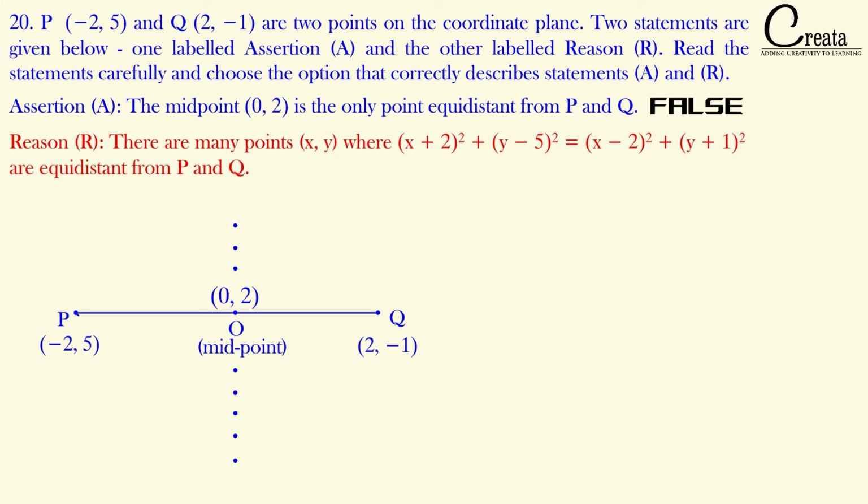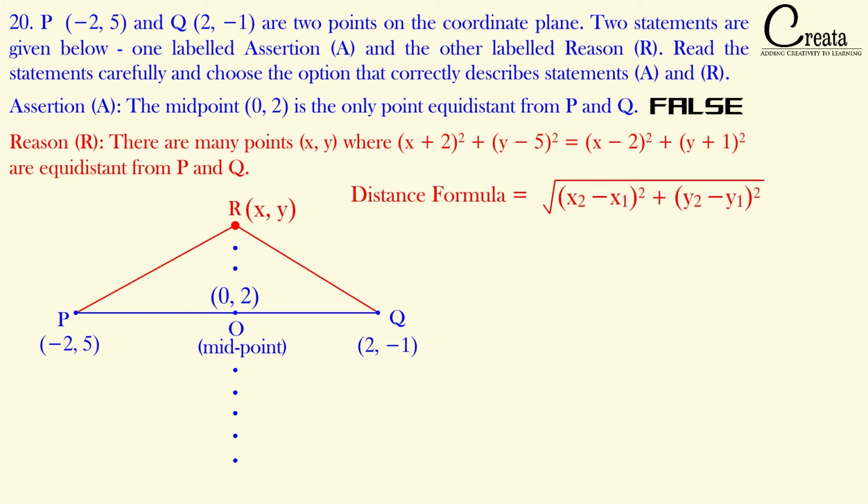What is this equation giving? Let's see. Let's take this point as (x, y). We have taken any one point as (x, y), and let's assume this point is equidistant from P and Q. What will be this distance? How will we find it? We will use the distance formula. The distance formula tells us the distance between two coordinates. Here let's assume this coordinate as (x1, y1) and this coordinate as (x2, y2). Let's put in the values. So this is the distance between these two points.